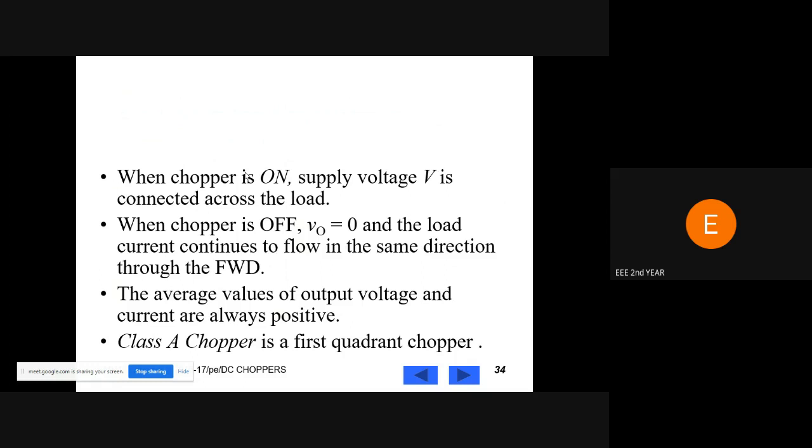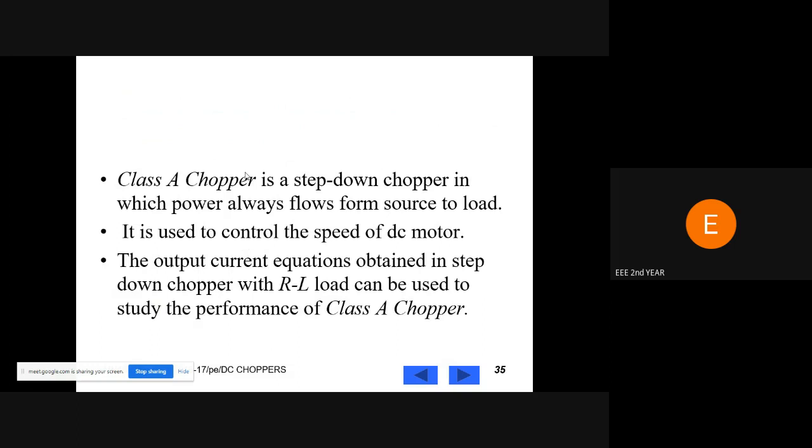When the chopper is off, V naught becomes zero, and the load current continues to flow in the same direction through the freewheeling diode. The output voltage and output current are always positive. That way it operates in the first quadrant, so a class A chopper is a first quadrant chopper. Class A is a step down chopper in which power always flows from source to load. It is used to control the speed of a DC motor.